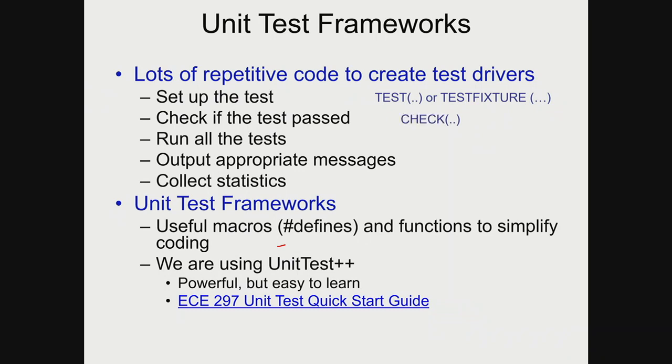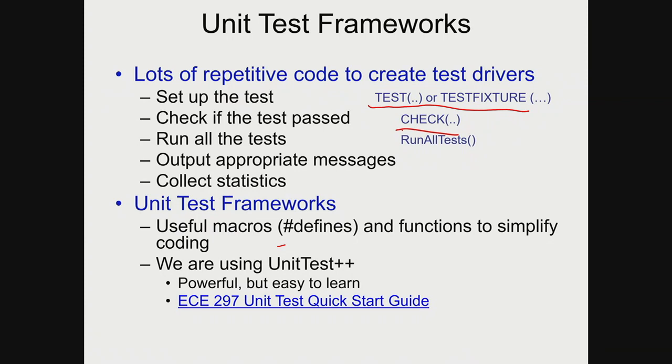Okay, so how do they help us? Well, if you look inside of our code, you'll see that there are these capital TEST macros and TEST_FIXTURE. Those are setting up the state of the program, getting ready for a test. We will call your functions, then we'll call CHECK to see if your output matches what we expected. So that's another thing the unit test is providing us with.